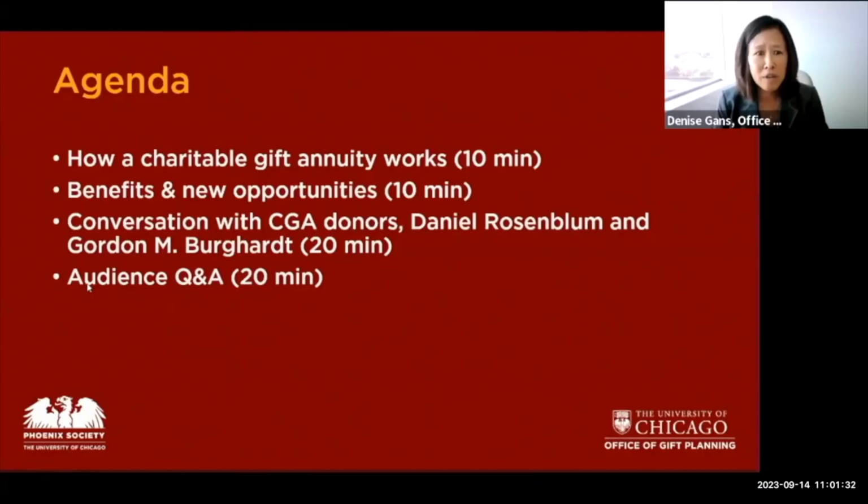First, I just want to review our agenda for today. I will start with a description of what a charitable gift annuity is and how it works for about the first 10 minutes. And then I'll move into some of the tax and financial benefits and new opportunities in this calendar year, 2023. Then we will move on into a conversation with Dan and Gordon. I'll invite them onto the Zoom screen to join me, and we will hopefully have a robust conversation and discussion for about 20 minutes. And we'll leave 20 minutes at the end for audience questions and answers.